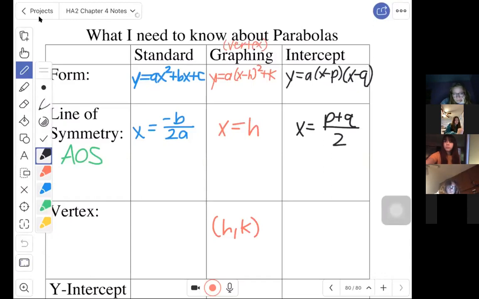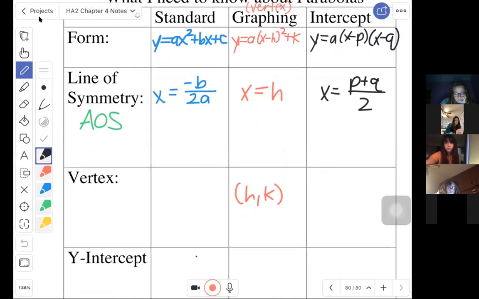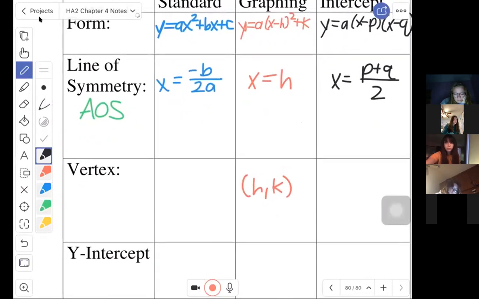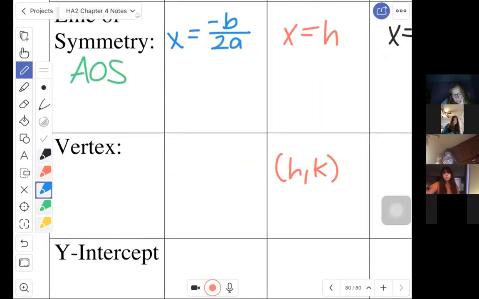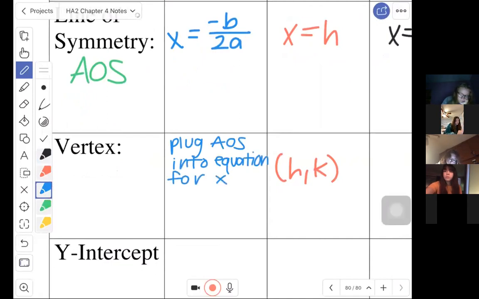Heading on down a vertex. How are we going to find our vertex in standard form? What else do we have to do? Ella. Once we get that axis of symmetry, what do? You have to plug the x into the equation. Yeah. So plug that axis of symmetry value into equation for x to get that y coordinate.